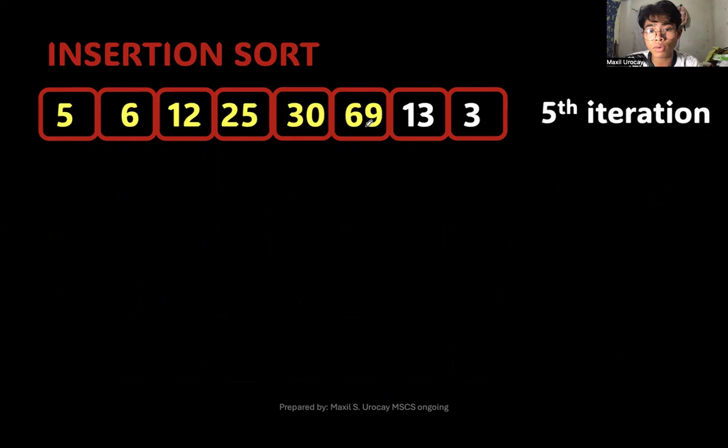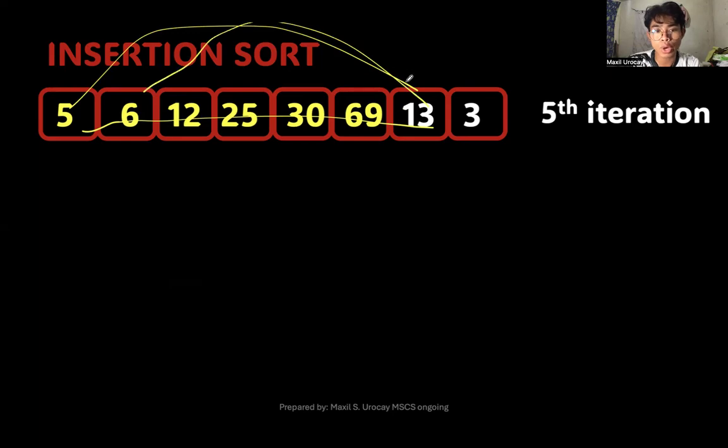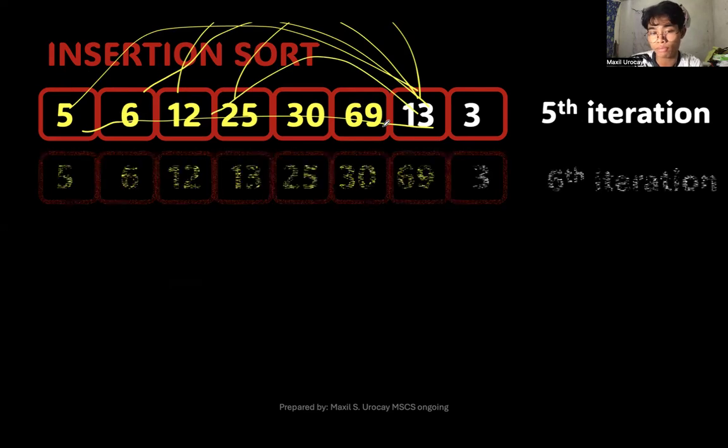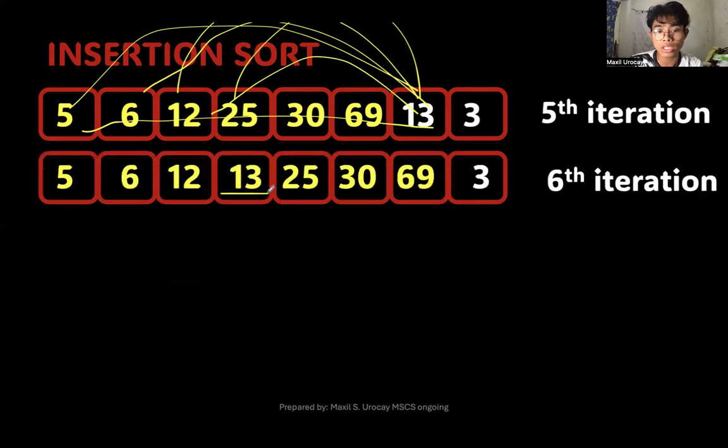In the sixth iteration, we are comparing the 13 in our sorted array. Is 13 less than 5? No. Less than 6? No. Less than 12? No. Less than 25? Yes. Since it is less than 25, we insert it between 12 and 25. So 13 is now in place in our sixth iteration.